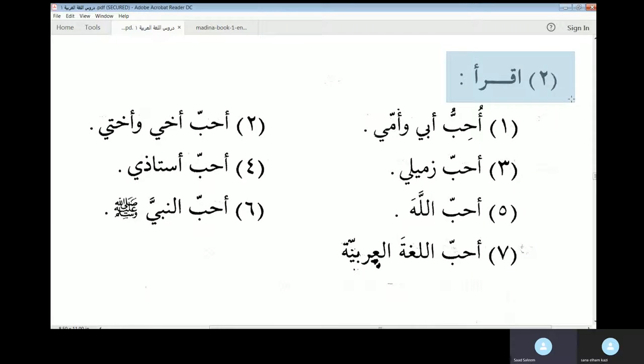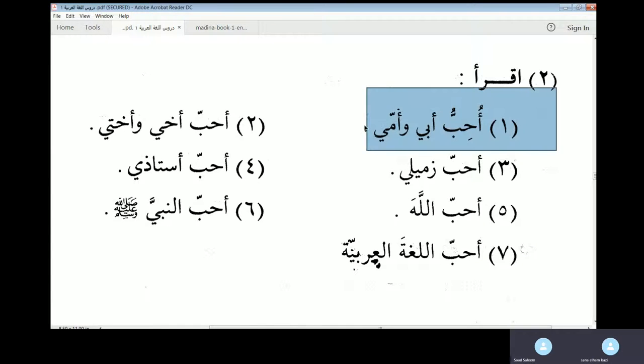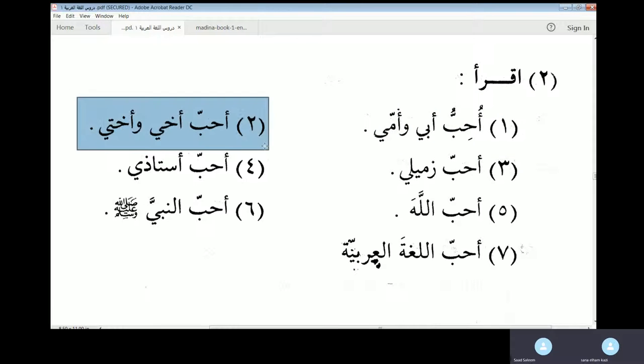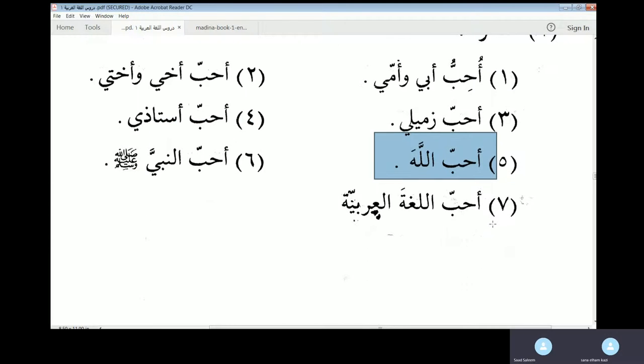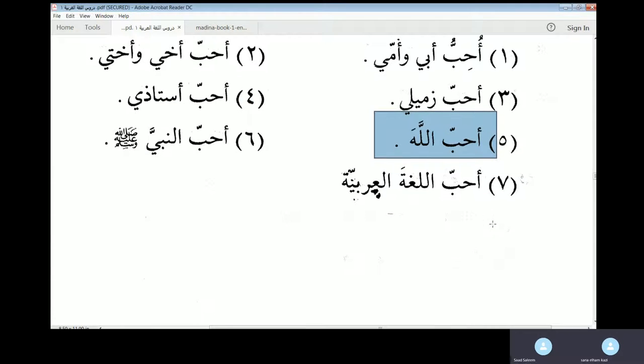Next we have iqra, read. Uhibbu abi wa ummi. I love my father and my mother. Uhibbu akhi wa ukhti. I love my brother and my sister. Uhibbu zamili. I love my classmate. Uhibbu ustazi. I love my teacher. Uhibbu Allah. I love Allah.